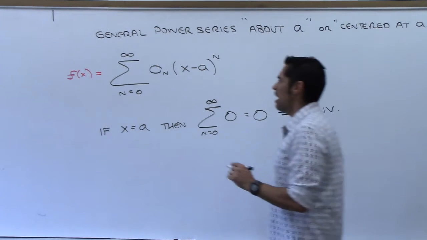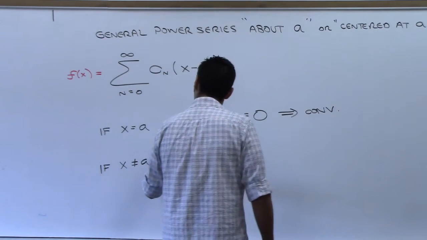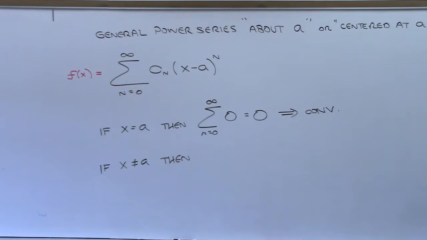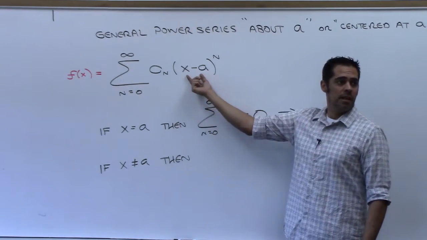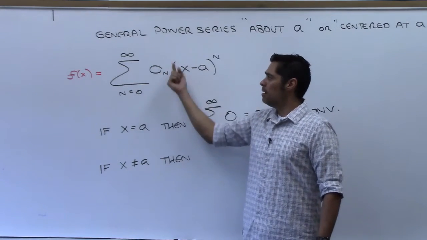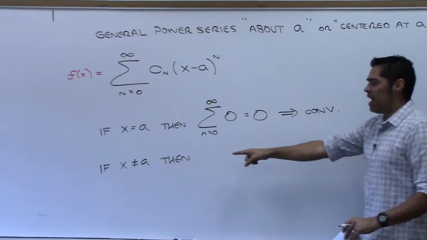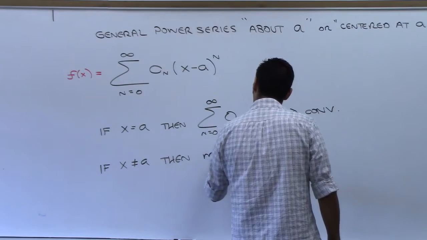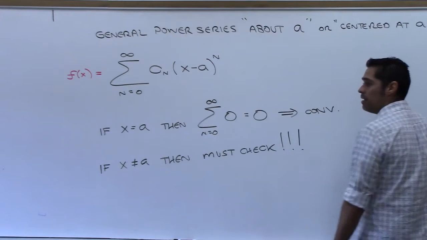What if x is not a? Well, then a whole lot of things could happen, right? If x is not a, then that's a number, and that number is raised to a power. And the stuff out here, remember, is numbers that might be changing as we go. So if this happens where you're not looking at x equals a, then we must check. Okay? We must check. And that's going to be the challenge for us.